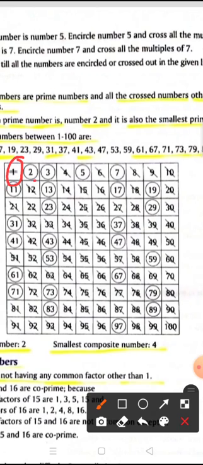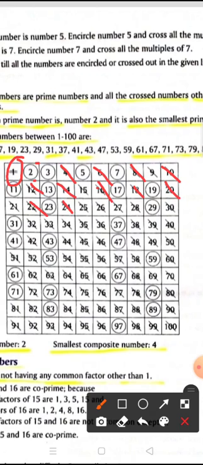Here you have seen 2. 2 is a prime, so circle it and cross all the numbers which come in the table of 2. 2 2s are 4, 2 3s are 6, 2 4s are 8, 2 5s are 10, 2 6s are 12, 2 7s are 14, 2 8s are 16, 2 9s are 18, 2 10s are 20, 2 11s are 22, 2 12s are 24. Like this, all the numbers which come in the table of 2, you have crossed.